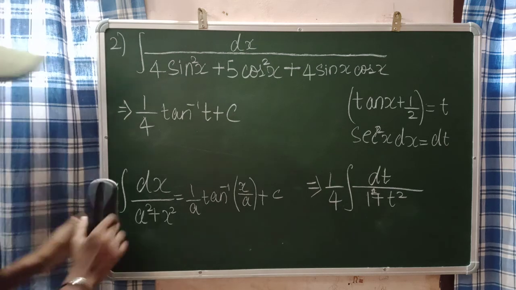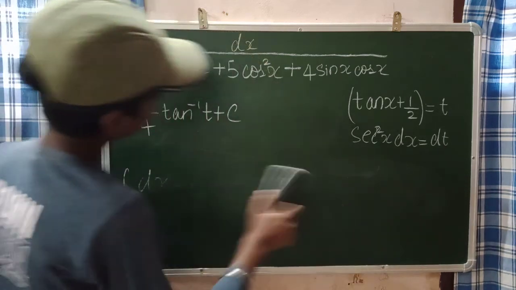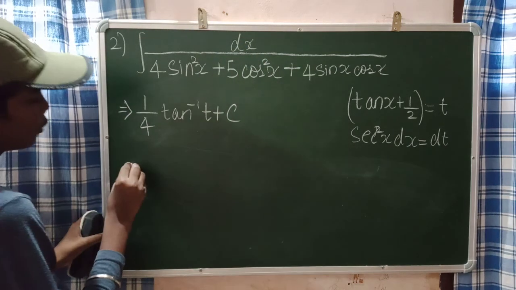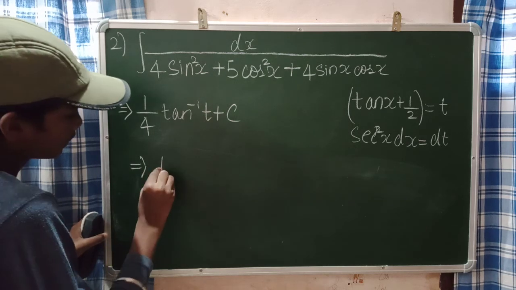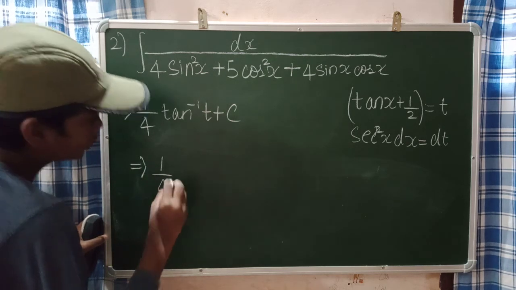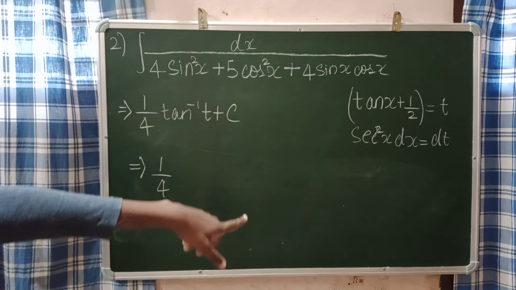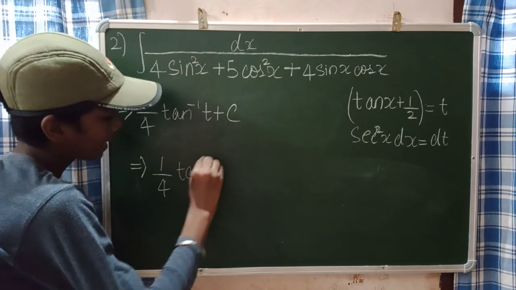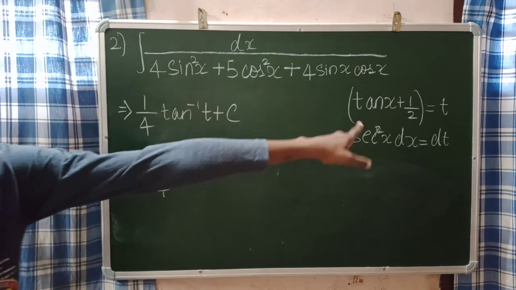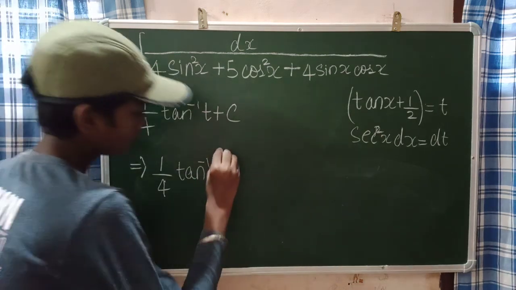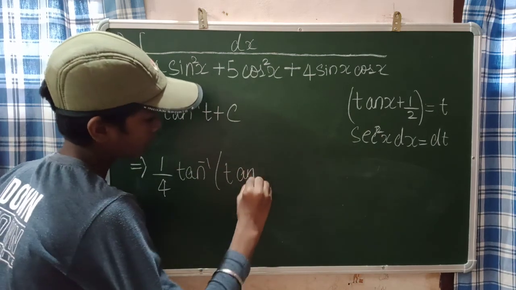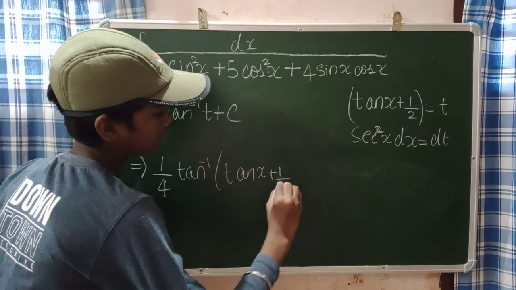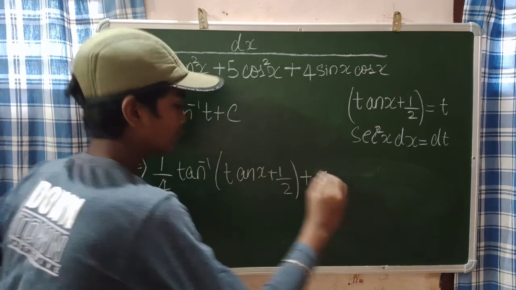Now I can rub this, guys. So your new answer is 1 by 4 into tan inverse of t. What is your tan inverse of t? T is tan x plus 1 by 2. So tan inverse of tan x plus 1 by 2, plus some constant, and that's the answer for this question.